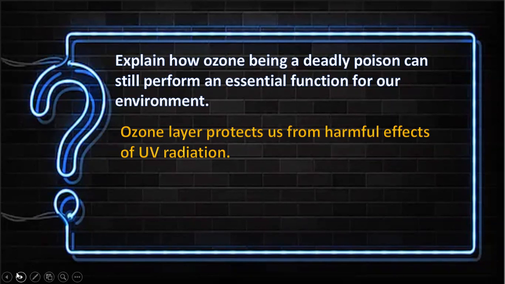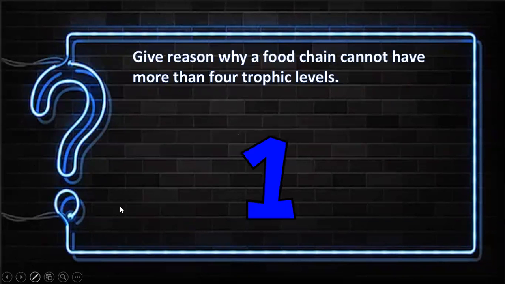So the next question on the screen is: give a reason why a food chain cannot have more than four trophic levels. Why? Please comment your answers. I'm just here reading your chats, but if there are any doubts, I will also comment the clarification in the chat. So, give a reason why a food chain cannot have more than four trophic levels. It's one more question asked in your sample paper from the bio part.